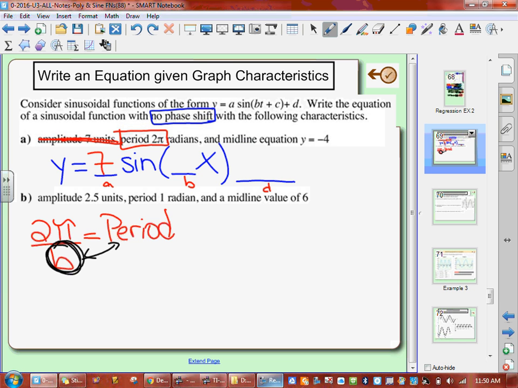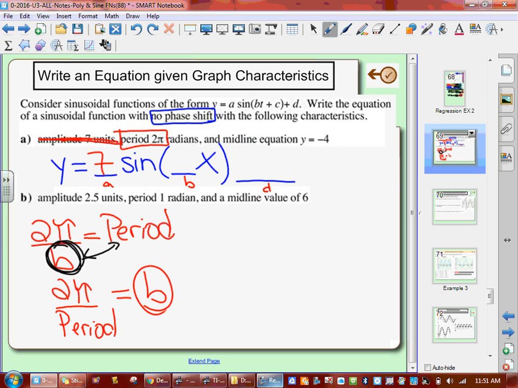So they tell us our period is 2 pi. So we're going to take 2 pi and divide it by itself, 2 pi. So right here, we're taking 2 pi divided by 2 pi. Well, what's something divided by itself? 1. So we have a B value of 1. Okay, 2 pi divided by 2 pi.